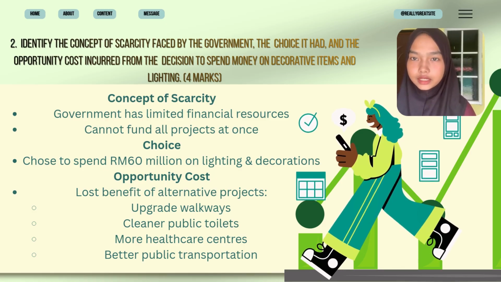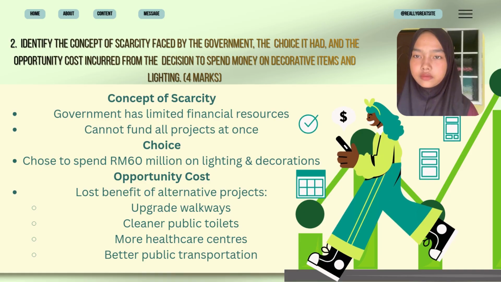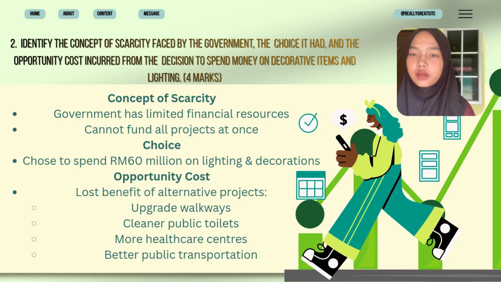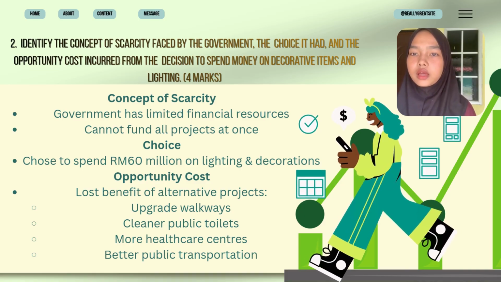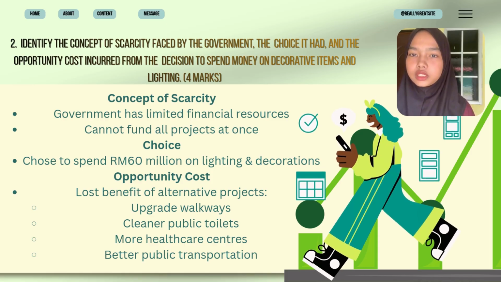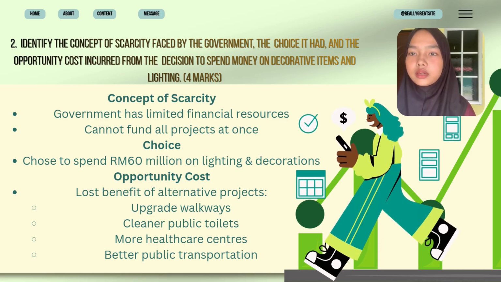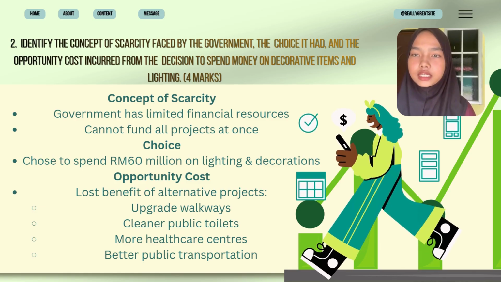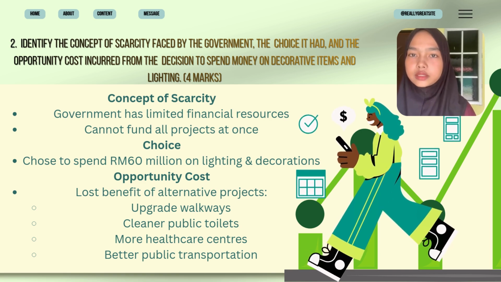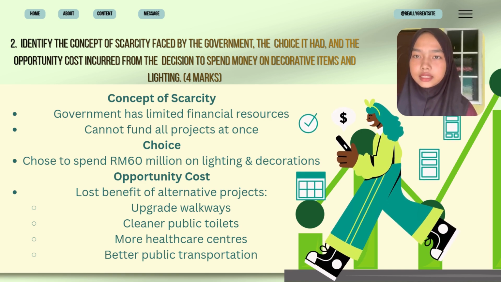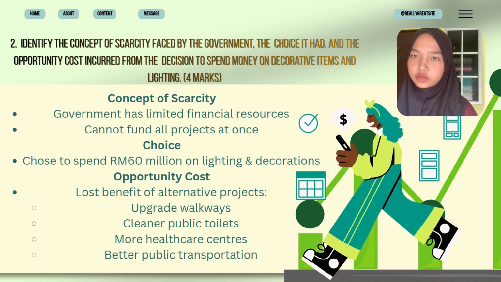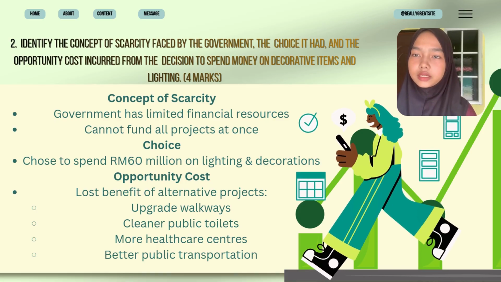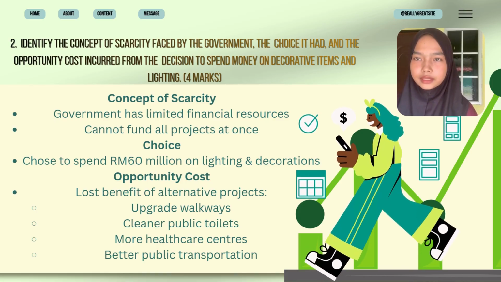In this situation, the government chose to spend 60 million on decorative items and lighting during the festive season in order to attract tourists. However, every choice involves an opportunity cost. The opportunity cost of this decision is the benefit that is foregone from alternative uses of the 60 million. This includes improving pedestrian walkways, building more healthcare centers, providing cleaner public toilets, and improving the public transportation system. These alternatives could have provided greater long-term benefit to the public.